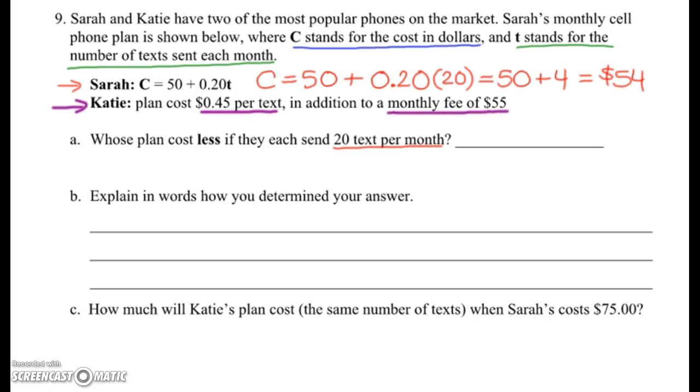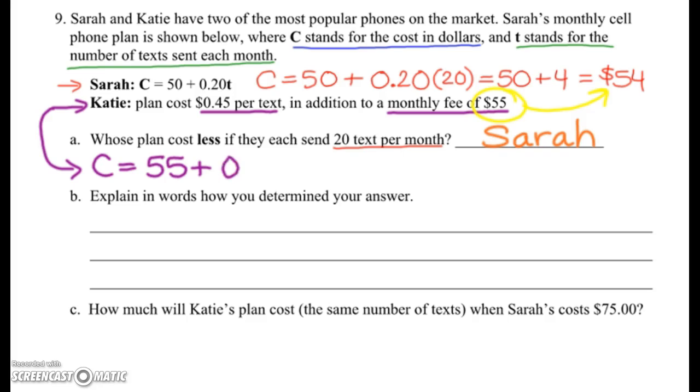Well, Katie's plan costs 45 cents per text in addition to the monthly fee of $55. Just looking at Katie's plan, notice that 55 is greater than $54. Without any further calculation, we've already proven that Sarah's plan costs less if both of them were to send 20 texts per month. If you didn't realize that, you could still calculate Katie's plan to just confirm that her plan would come to a value greater than $54.